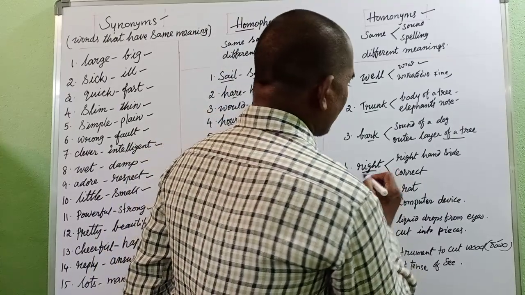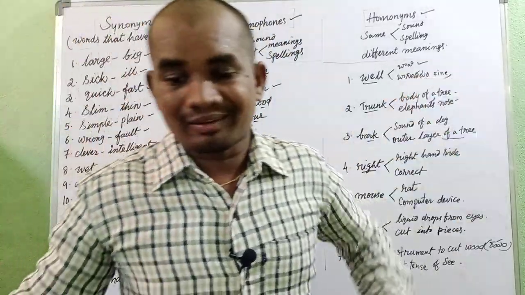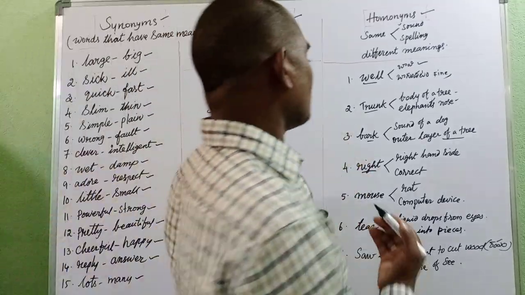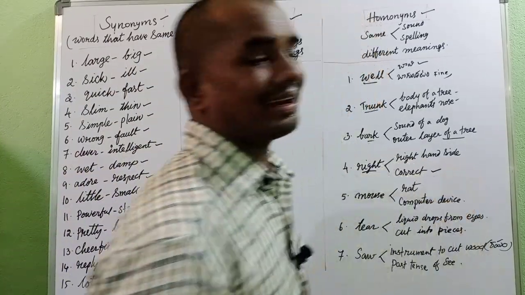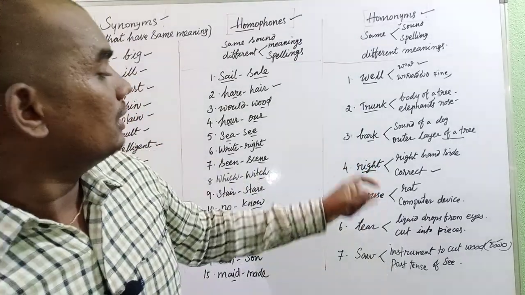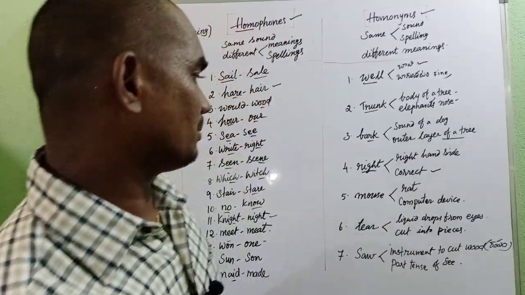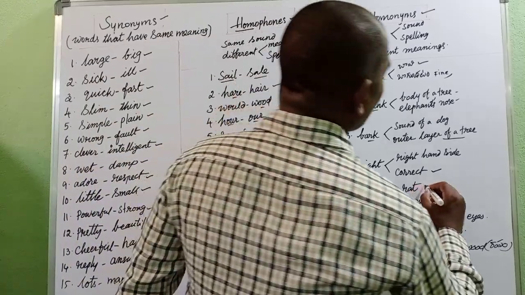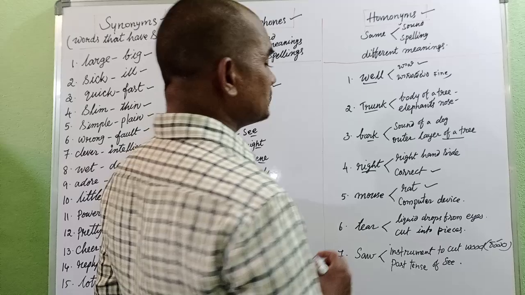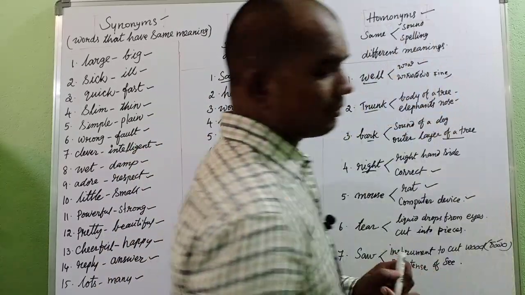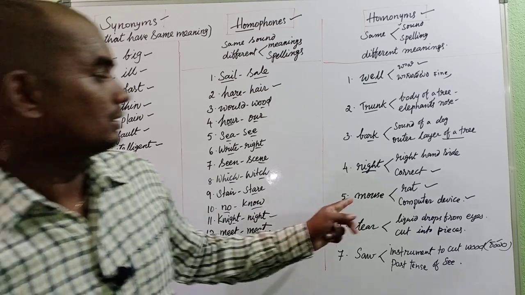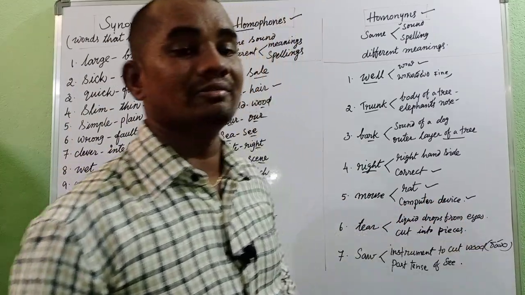Next, right, R-I-G-H-T. Right, as in at your right, right side, right hand side. Another, this is the right answer, right meaning correct answer. Next, mouse. Mouse is a rat, and another meaning is a computer device, the cursor mouse. That is called mouse, a computer device.